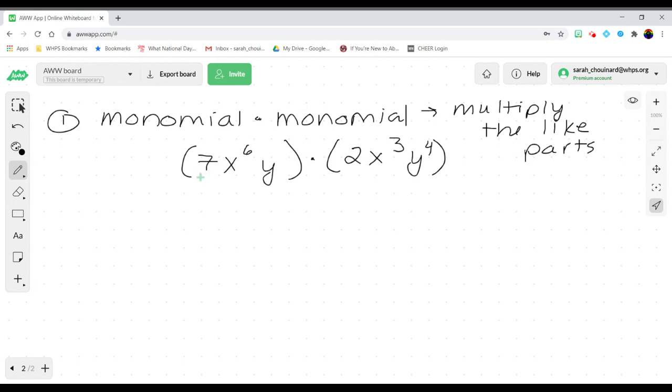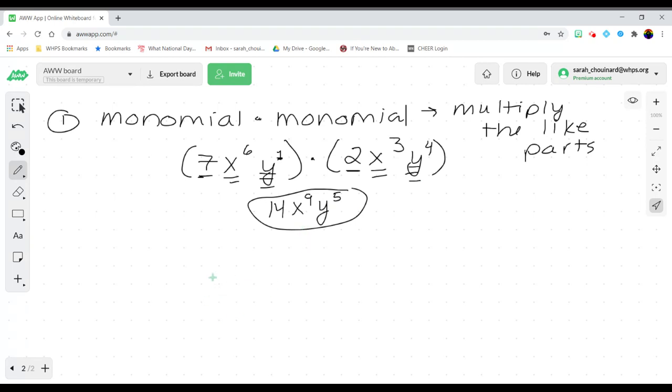So here, we're going to multiply the like parts. 7 and 2 are like because they're coefficients, they're numbers. So 7 times 2 is 14. Then I'm going to multiply the x to the 6th by the x to the third using my power property rule. 6 plus 3 is 9. And then don't forget, this y secretly has an invisible 1 as its exponent. So y to the first and y to the fourth make y to the 5th power. And so that's our final answer.